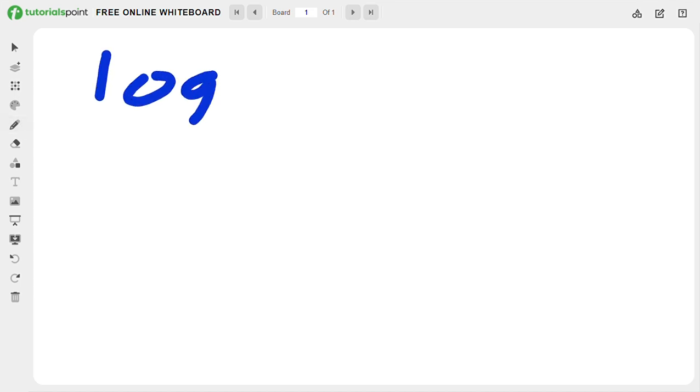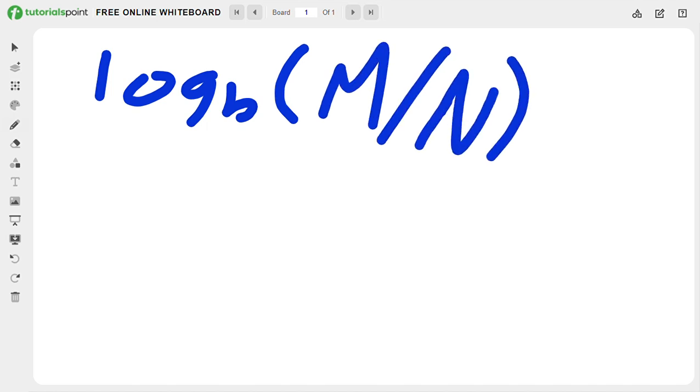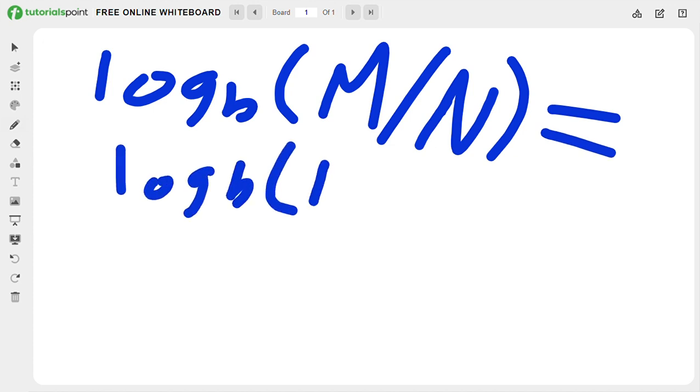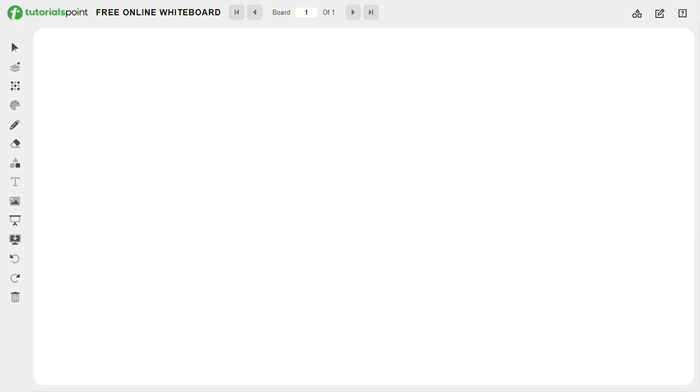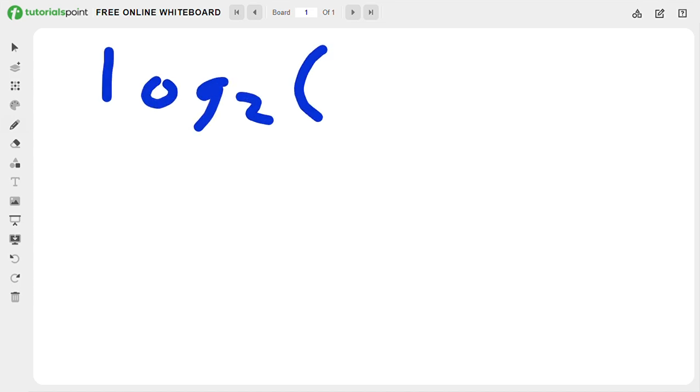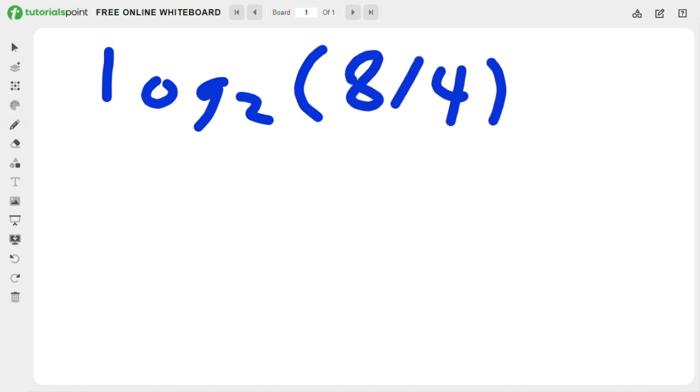So where we have log base b of m divided by n, or m over n, equals log base b of m minus log base b of n. Okay, and we can verify that with the same numbers. So let's see, log base 2 of, let's do 8 divided by 4. Okay, and so this would be equivalent to log base 2 of 2, right? Because 8 divided by 4 is 2, and what exponent is 2 raised to to get 2, which should just be 1.